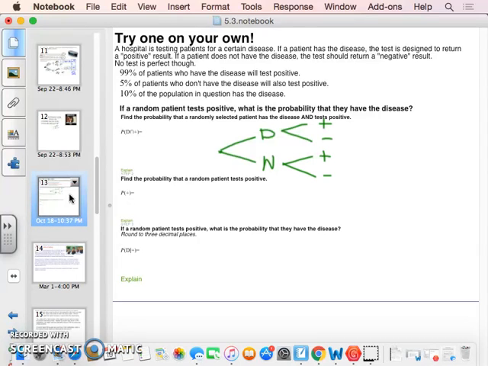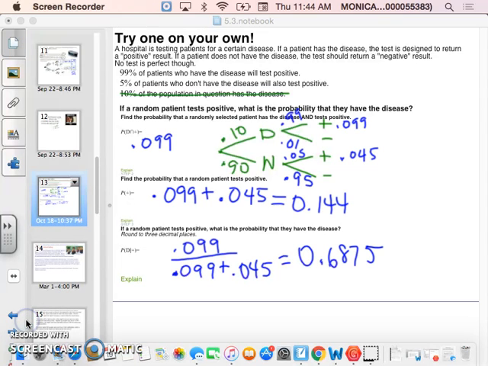And so up here, you'll notice that it says that 10% of the population in question has the disease. So we can go ahead and put a 0.10 here, which means you can put a 0.90 here that does not have a disease. So that's this part of the question here. So go back and work it through and see if you can figure it out. Pause the video. All right, and here are the results.